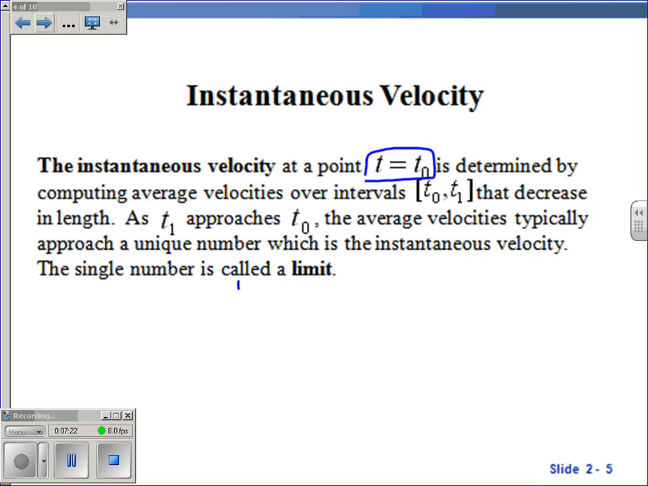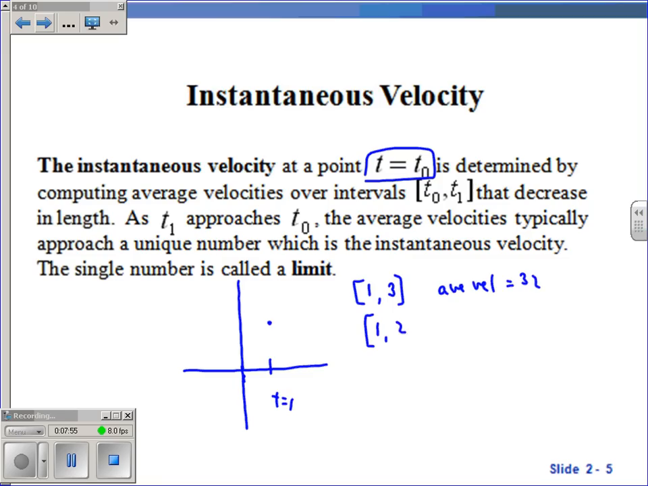So if I were trying to find the speed at t equal to 1, here's my y-axis. Let's say t equal to 1. I want to find what that speed is at that given point in time. Well, I'm first going to start with an interval. I'm going to find the average velocity from 1 to 3, and we got that the average velocity was 32. And then the average velocity from 1 to 2, we got that the average velocity was 48.